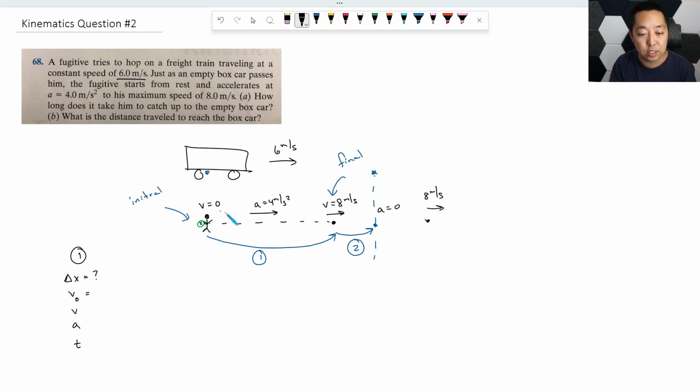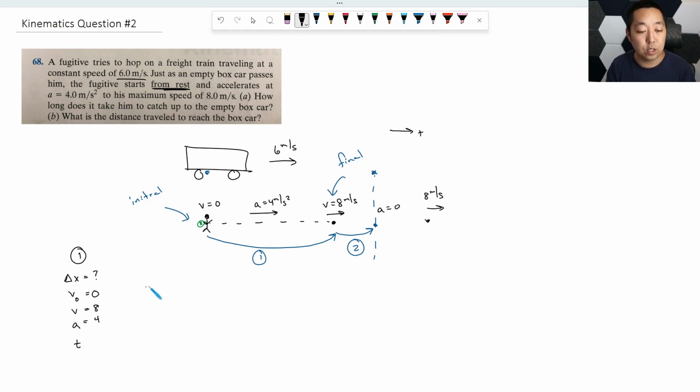So the initial velocity is 0 because he starts from rest. Yeah, he started from rest here. His final velocity here, if we say right is the positive direction, would be 8 meters per second. His acceleration is 4. And notice that with our kinematic equations, knowing 3 of the quantities allows you to solve for the other 2, right?